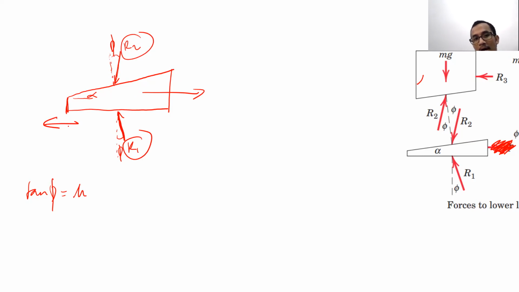By the angle, right? R1 has a component going to the left, and R2 has a component going to the left as well. So it will still resist the movement to the right. So this one will not move at all. This one has a self-locking mechanism.